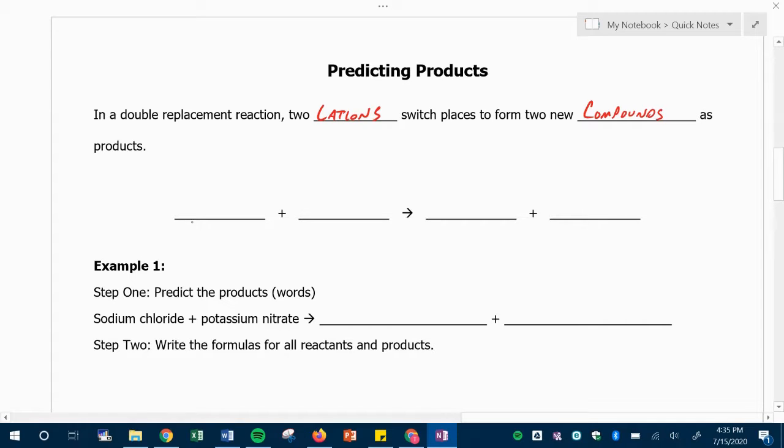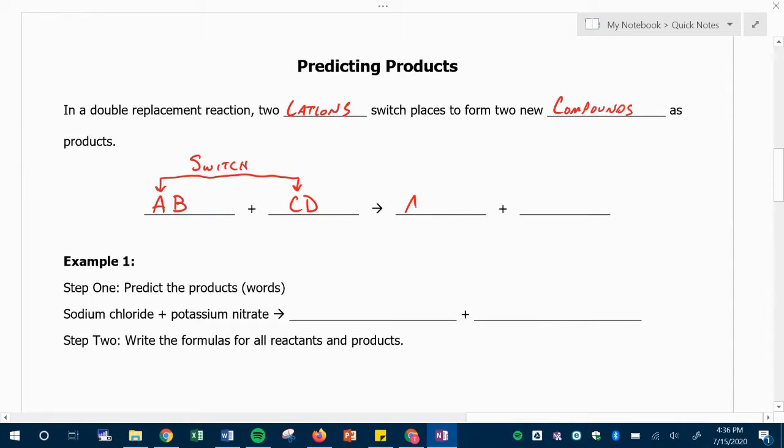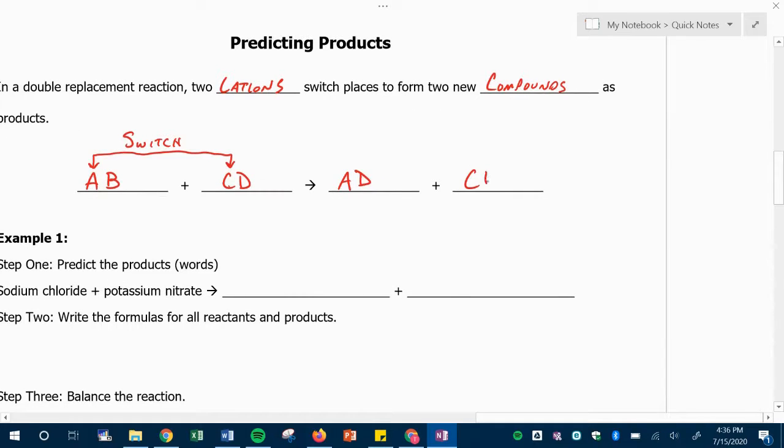If we have compound AB and compound CD, because of our way of writing compounds, it's always cation first, anion second. That means that A and C are essentially just going to switch spots. If those two are switching, our first product would be compound AD, since the A is switching with the C. And then our second compound would be compound CB.